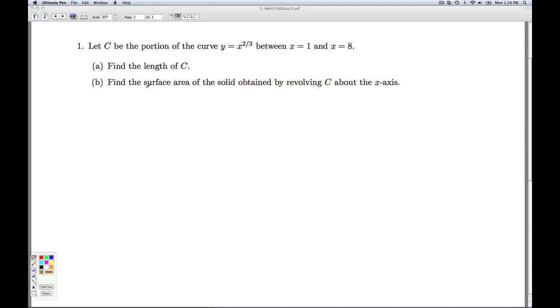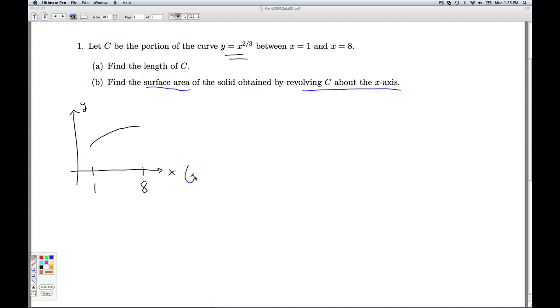All right, part B, we're asked to find the surface area resulting from revolving C about the x-axis. So let's try to get a quick visual of what's going on here. x is between 1 and 8. y is x to the 2/3. So you can do a first and second derivative check. This function is always increasing from 1 to 8, and it's always concave down. So it's going to look something like this.